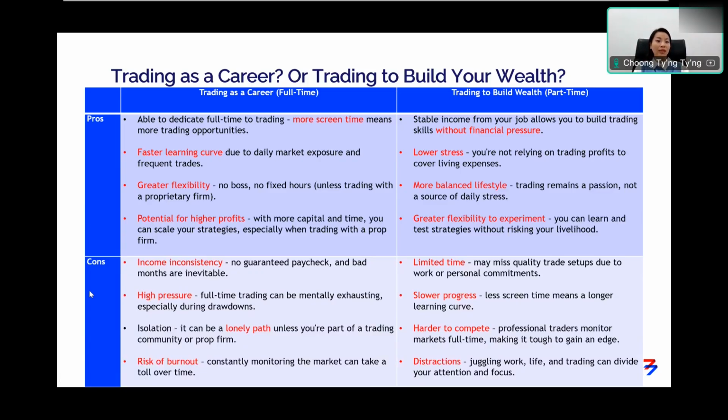Now, the first one, trading as a career, meaning that you're going to be a full-time trader. The pro is you have more screen time.